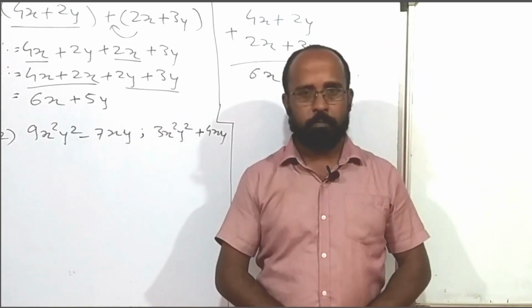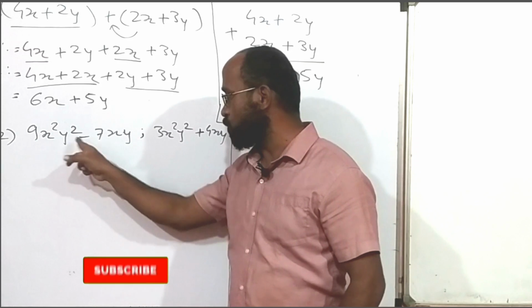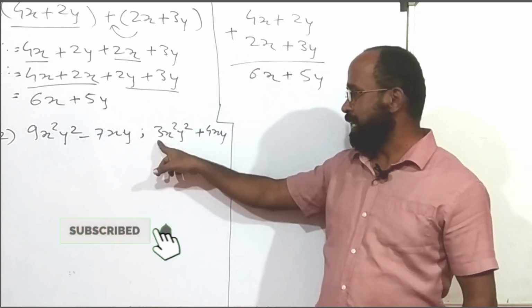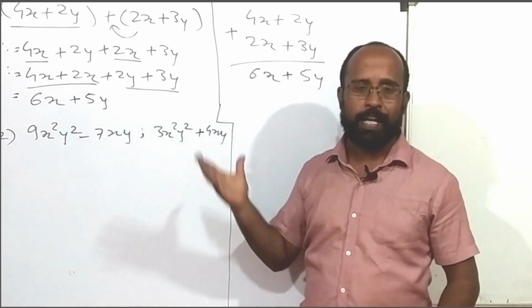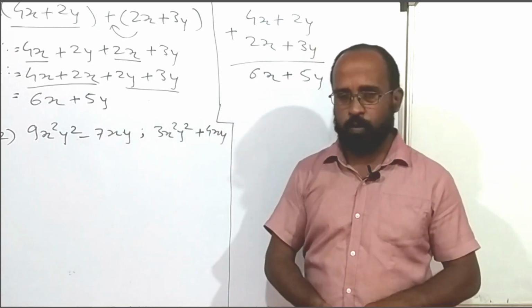Let us see one more example. Suppose the example is 9x square y square minus 7xy, and 3x square y square plus 4xy. We have to do addition of these two expressions, these two binomials. So what we have to do?